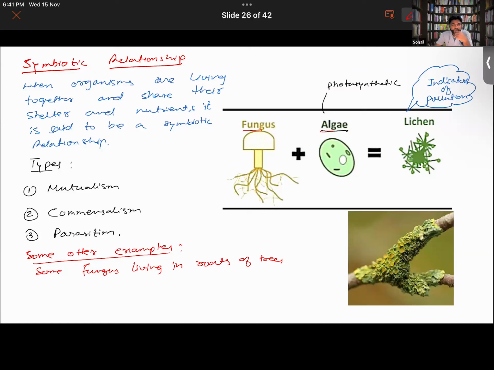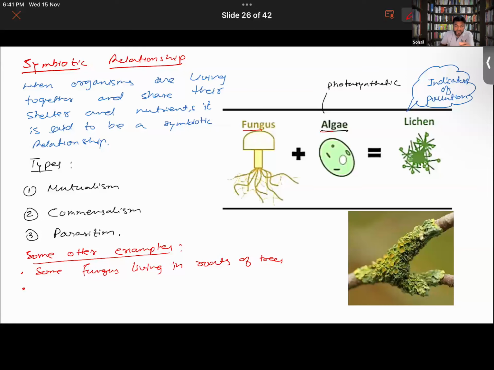You know how? In return for providing nutrition to this fungus, how does the tree get benefited? The tree receives help from it by taking up water and nutrients from the soil, right? So the fungus gets nutrition from the plant, and the fungus helps the plant absorb water and nutrients from the soil, right? So that is another example.